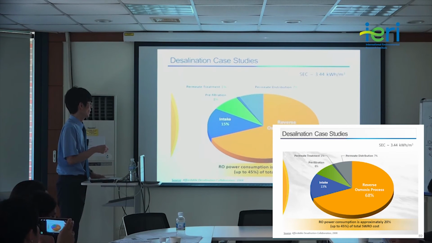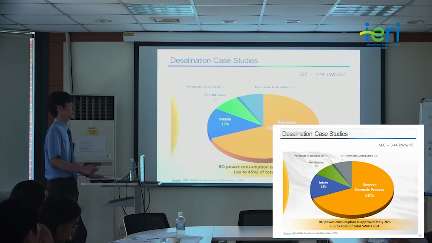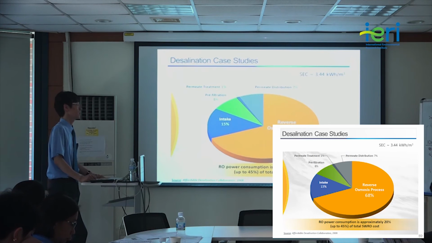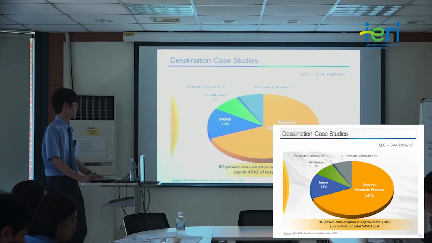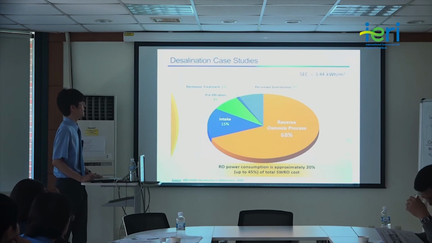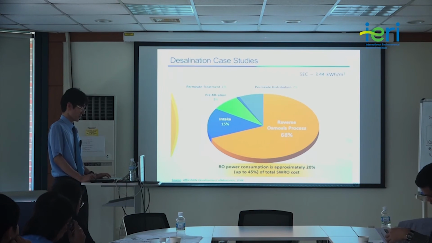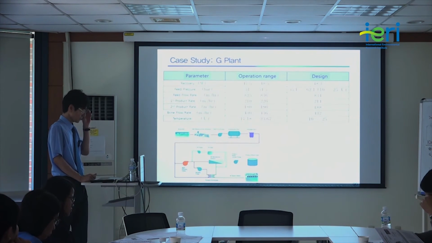And this reverse osmosis power consumption was approximately 20% of the total seawater reverse osmosis cost. And in this case, it is reported that the specific energy consumption was 3.44 kilowatt hour per cubic meter. So again, compared with the previous two cases, you can imagine that this plant is more energy efficient.